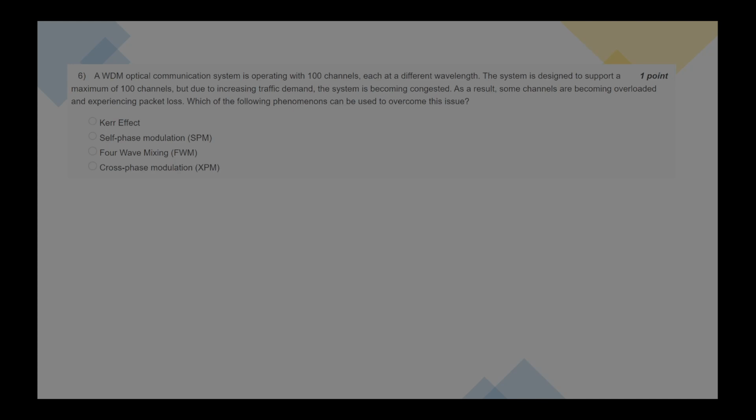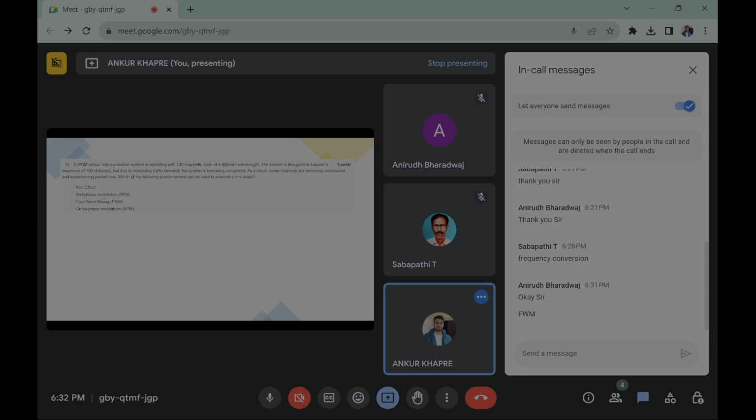Can you tell me what could be the answer here? Yeah, correct. So the solution is written here: to mitigate the problem of congestion, the network operator is considering using FWM, four-wave mixing, to convert some of the overloaded channels to different wavelengths. This would allow the network to support more traffic without sacrificing performance. Okay, so four-wave mixing is the phenomenon that can be used to overcome this packet loss issue.